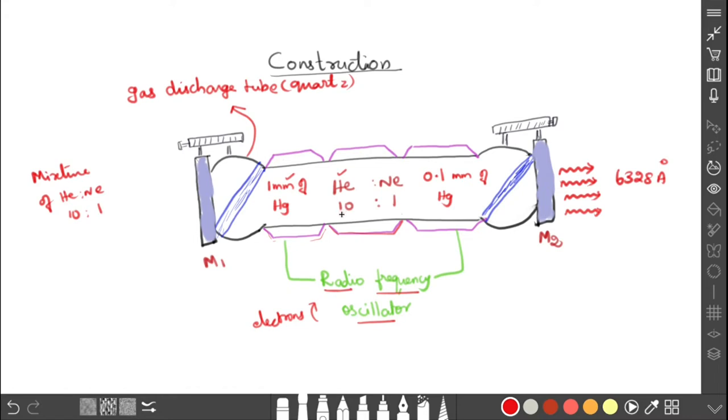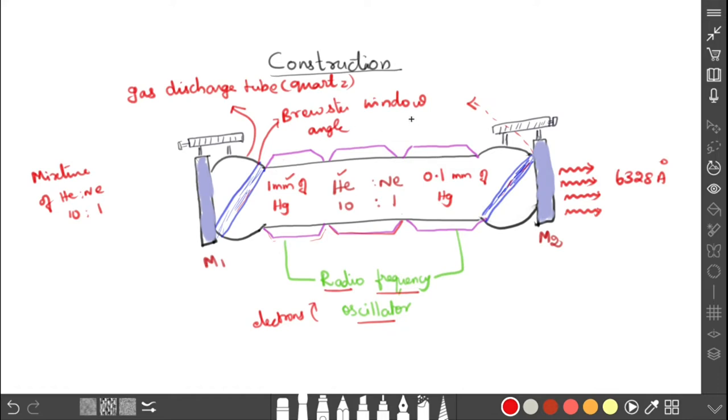Then see here, a different setup has been made, which is not there in the ruby laser. The end faces of this discharge tube are tilted up to a certain angle. This angle is called the Brewster angle. We have this setup on both sides. This setup is called the Brewster window. The angle is called the Brewster angle and this setup is called the Brewster window.